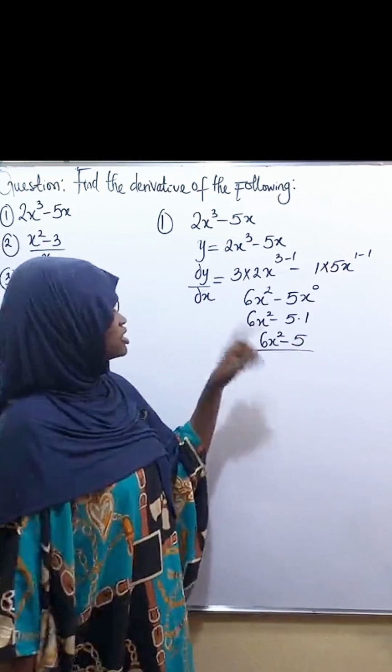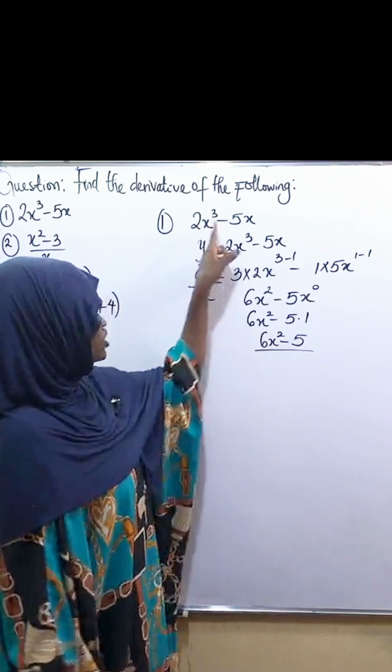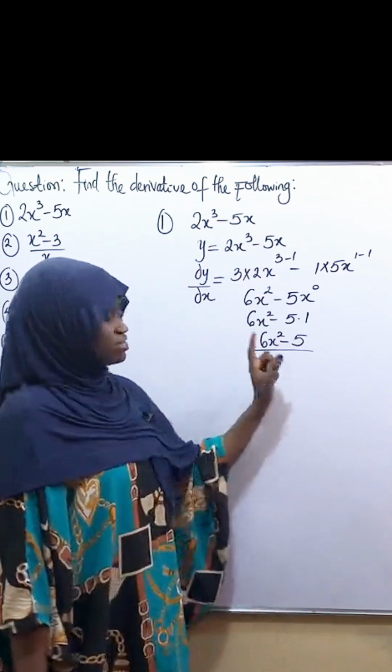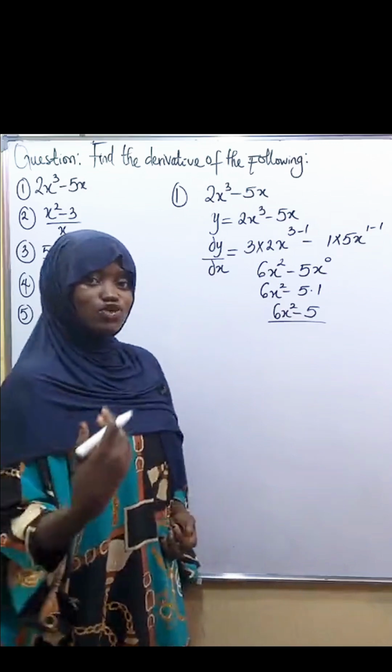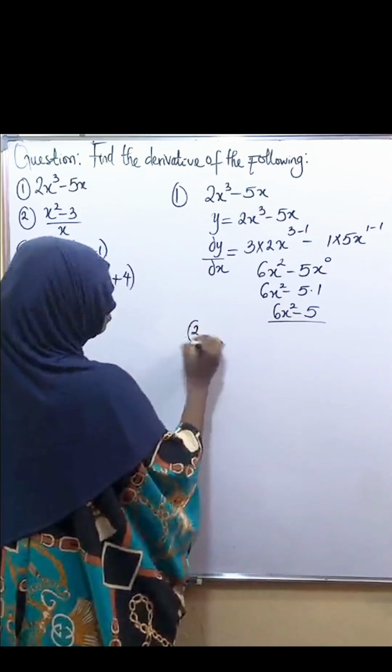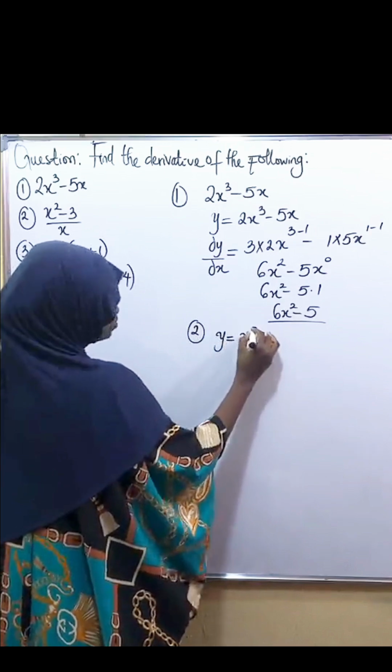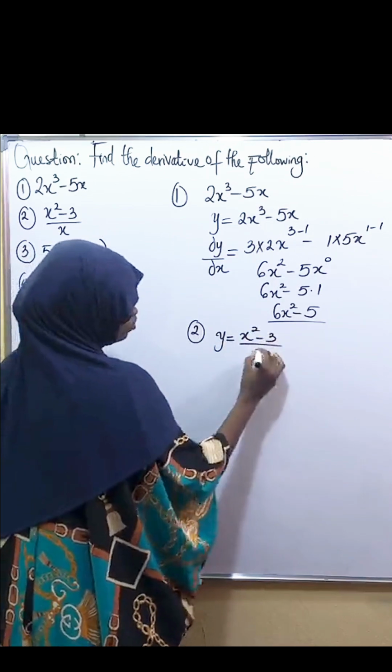What it means is that when we differentiate 2x raised to the power of 3 minus 5x, it gives us a value of 6x squared minus 5. So let's move on to the second question. So we still let y equal to x squared minus 3 over x.